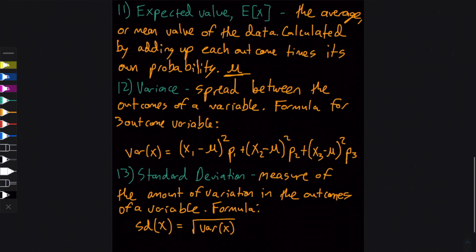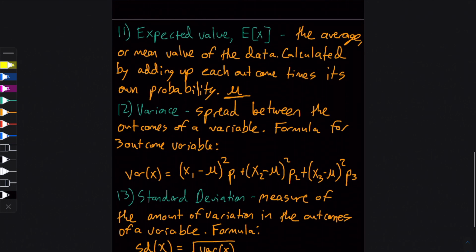Next term, expected value, and we'll usually write this expected value with this right here. It's E and then an x inside 2 brackets. That's how I'm going to show expected value for the duration of my videos. The expected value is the average or the mean value of the data, and it's usually calculated by adding up each outcome multiplied by its own probability. I'm also going to use mu for expected value. So mu or E of x, either one is fair game for expected value.